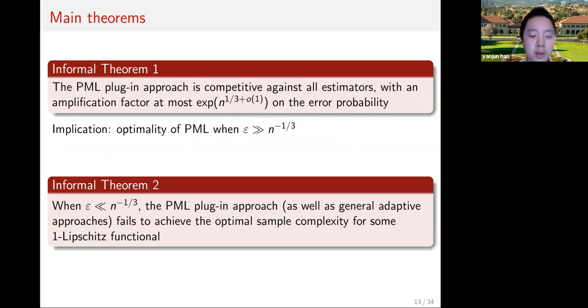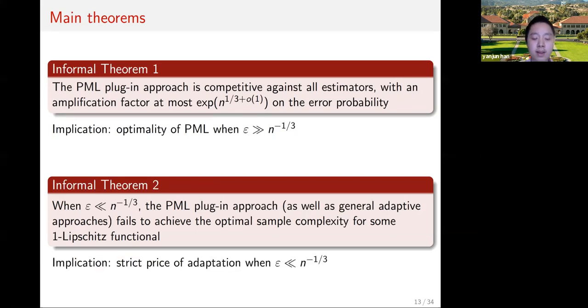That is, when epsilon is far smaller than n to the minus 1/3, not only the PML plug-in approach, but also any general adaptive approach will fail to achieve the optimal sample complexity for some 1-Lipschitz functional. This result simply says that, no matter which adaptive algorithm or estimator you give me, I could find some instance of the 1-Lipschitz functional such that the non-adaptive way, or the functional-specific way, to estimate that will be strictly better than the performance of that adaptive algorithm on that functional.